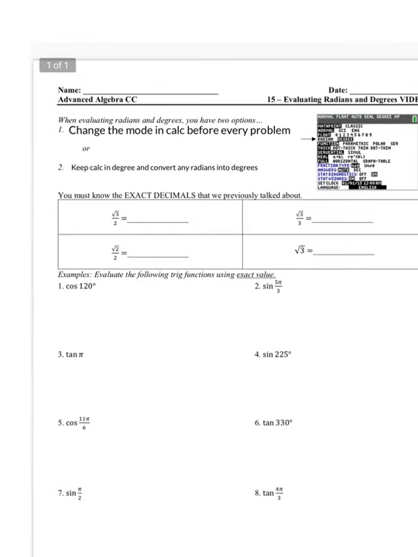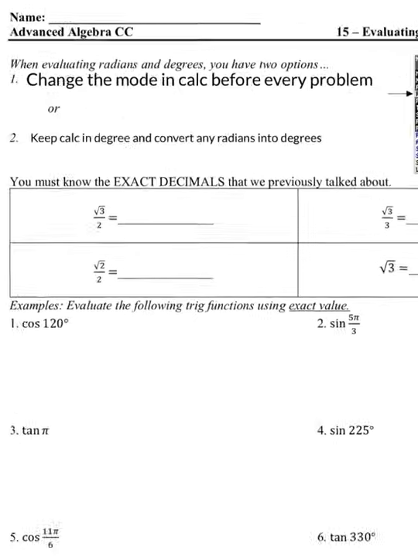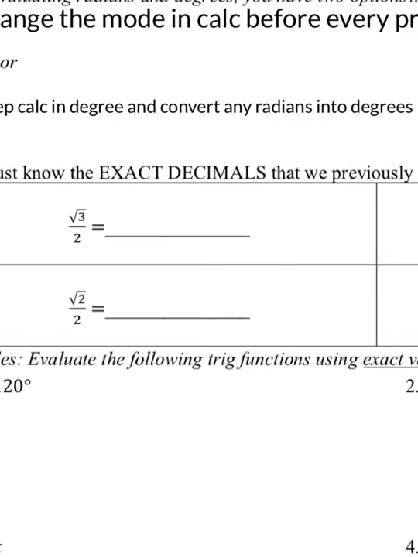Also, before we get started, you have to know the exact decimals that I had you guys write down last week. You can have them in front of you, right? All of your assessments right now are pretty much open notes, so have this in front of you whenever you're doing homework or whatnot. The square root of 3 over 2 is 0.8660. So if you type something into the calculator and you get 0.8660, that's one of your special decimals. You're not going to write down the decimal, you're going to write the square root of 3 over 2.